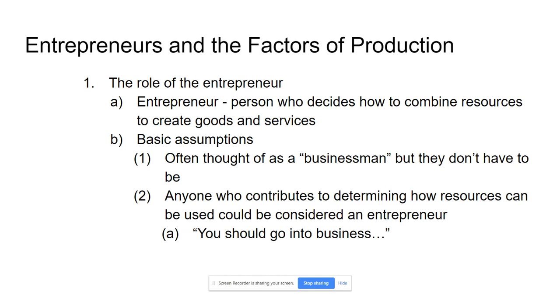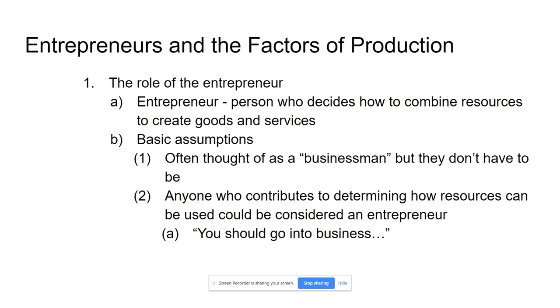So when we're talking about the entrepreneur, you have a definition there in lowercase a underneath 1. The entrepreneur is a person who decides how to combine resources to create goods and services, right? And so that's what we're talking about here. Now, there's a couple of basic assumptions that we have here. One is that a lot of times, if you've ever heard this term before, we think of an entrepreneur as a businessman or a businesswoman, a business person, but they don't have to be, right? You don't have to be in, quote, business, unquote, to be an entrepreneur. You just have to contribute intellectually in the decision-making process of how to combine resources to create goods and services.